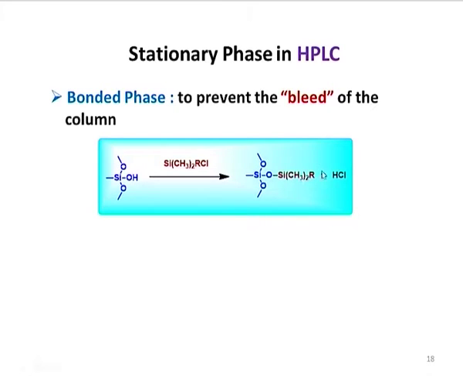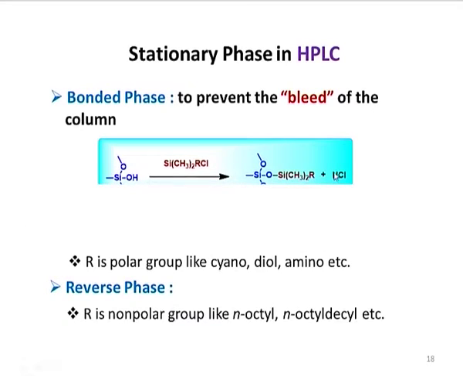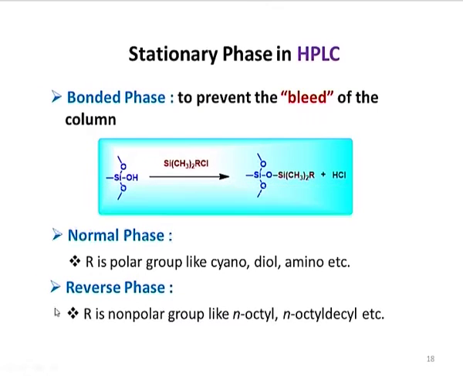So, you have this R group which can be modulated in a column. In a normal phase column, this R group can be very polar. It can be a group like cyano, a diol, or an amino group. Whereas, in a reverse phase column, which is the column most widely used in HPLC, R remains non-polar, a group like C8 or C18, right.